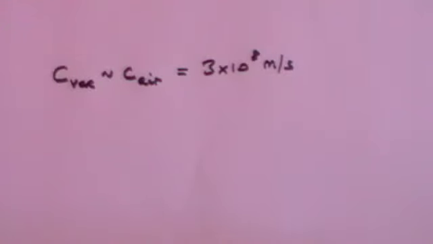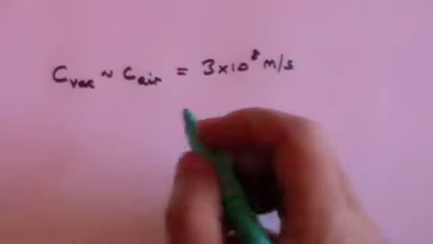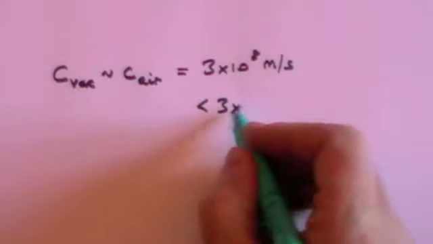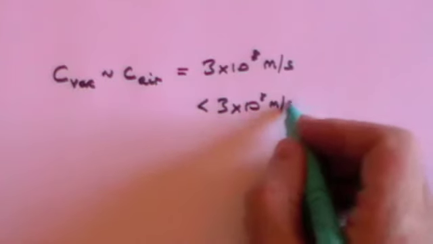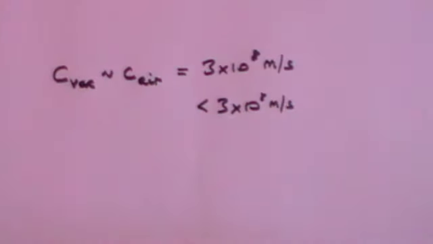But if you put light through any other transparent medium, it has to be transparent, otherwise it won't flow through it, but anything else like glass or water or even jelly, then its speed will be less than 3 × 10⁸ meters per second. In other words, it always travels slower through any substance other than vacuum or air.